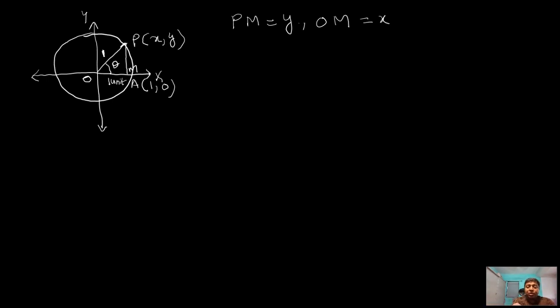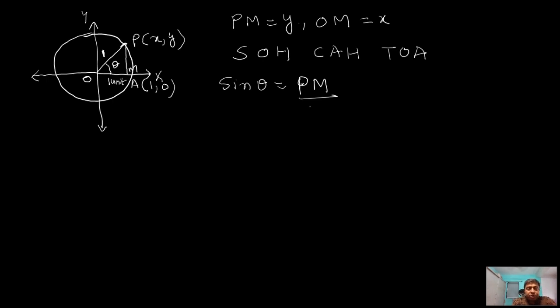So if you remember the formulas for sine, cos, and tan, which are applicable to right angle triangles, just for a recall, let me write down the mnemonic SOHCAHTOA. This should help you to remember the formulas for sine, cos, and tan. So sine theta is opposite over hypotenuse. The side opposite to theta in triangle PMO is PM. Hypotenuse is OP. Now PM is y over 1, and therefore we can say y equals sine theta.